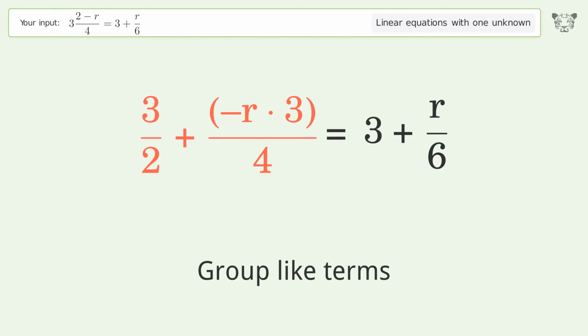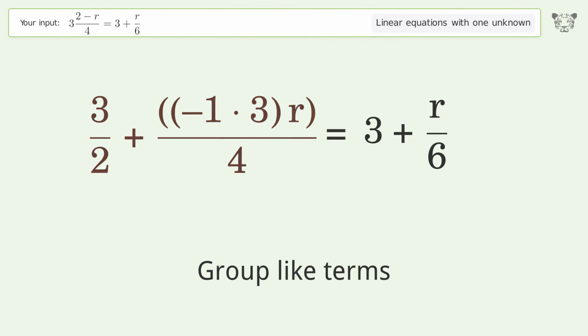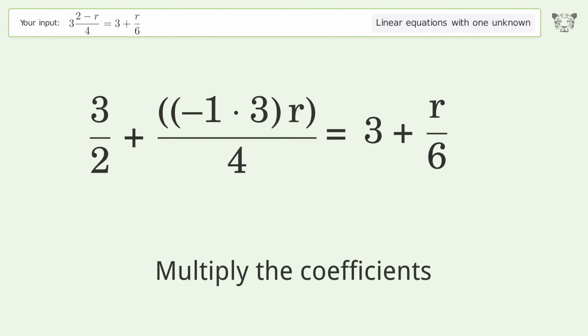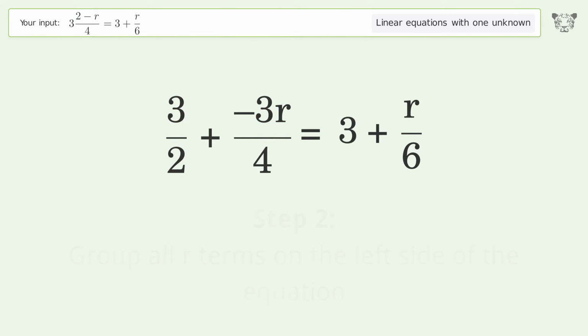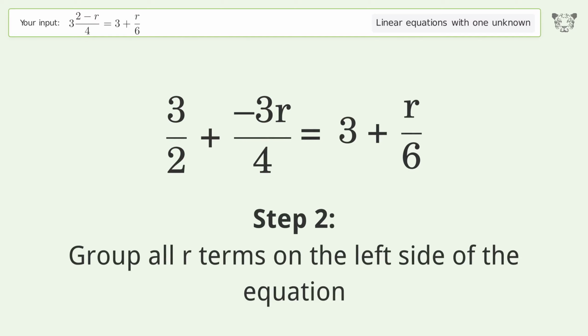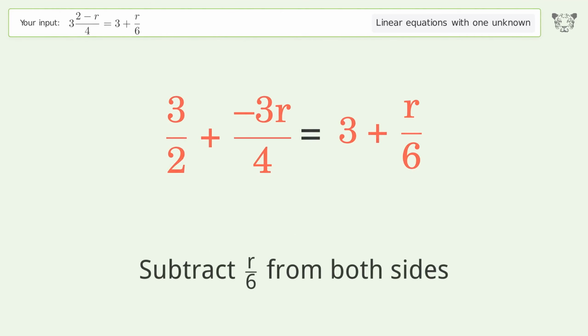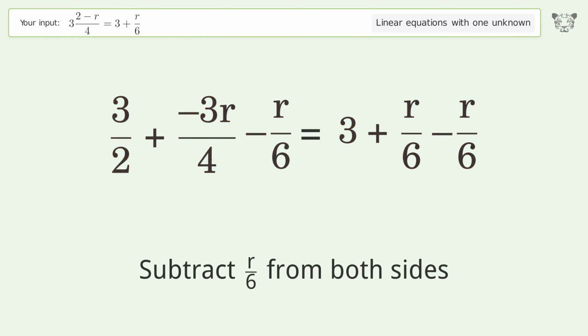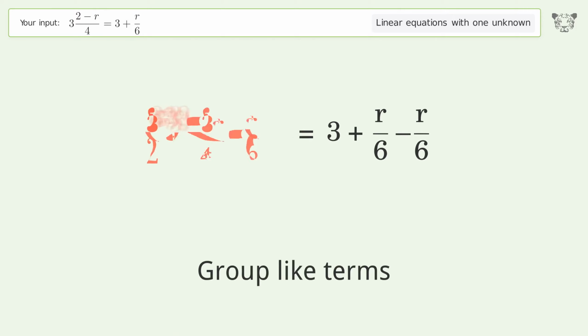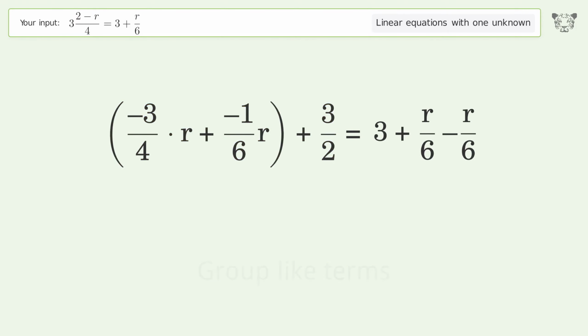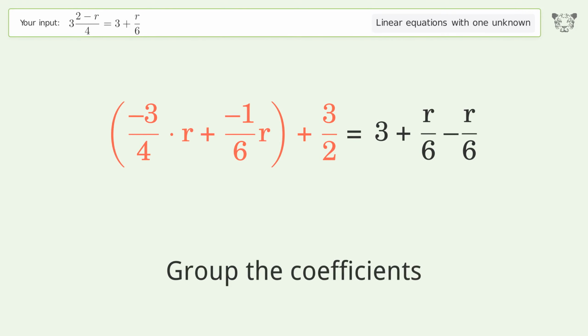Group like terms. Multiply the coefficients. Group all r terms on the left side of the equation. Subtract r over 6 from both sides. Group like terms. Group the coefficients.